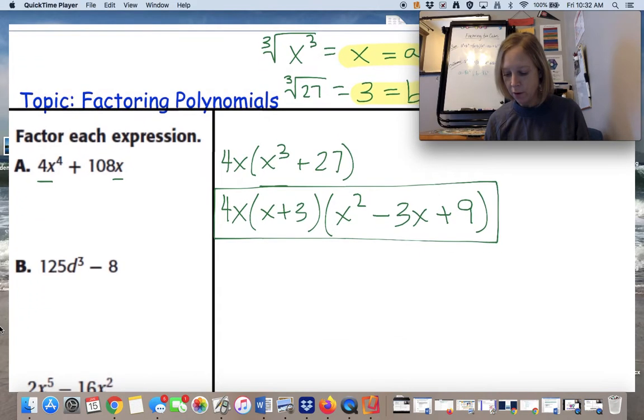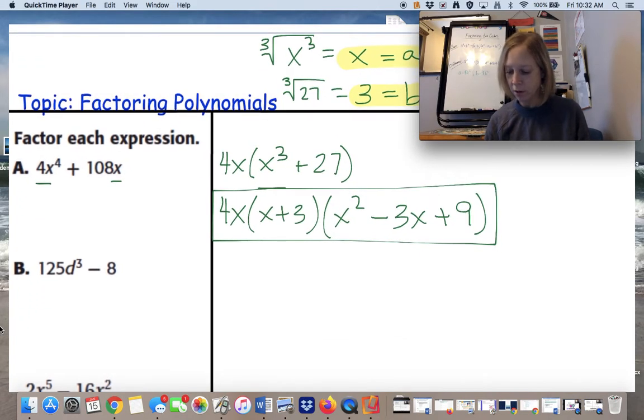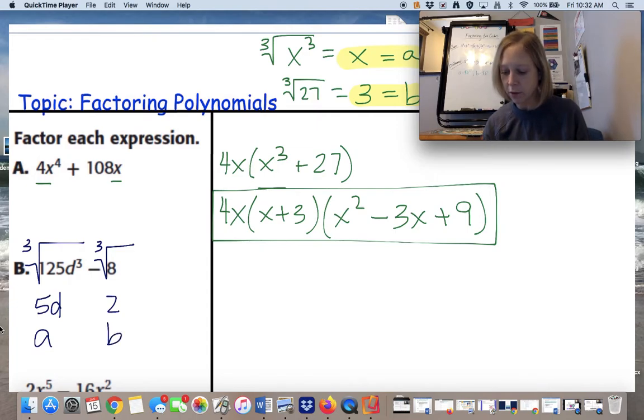Let's try a few more. I'll switch colors. So looking at our first term, d cubed is a perfect cube. 125 is a perfect cube. The cube root of 125 is 5. So if I take the cube root of this, I have 5d. So every time I see the letter A, I'm going to write 5d. And the cube root of 8 is 2. So every time I see the letter B, I'm going to write 2.